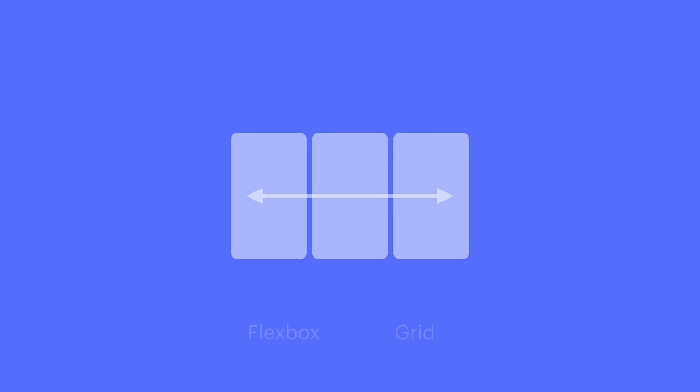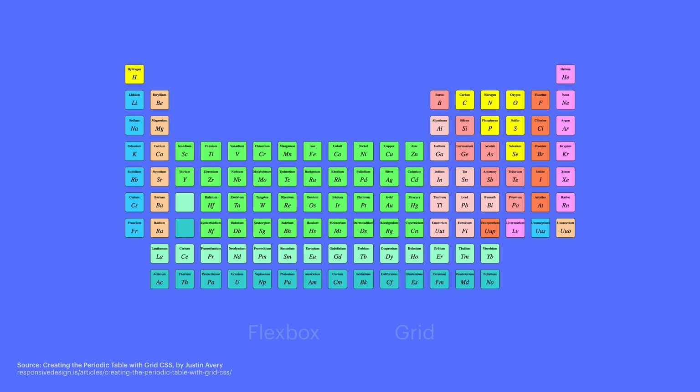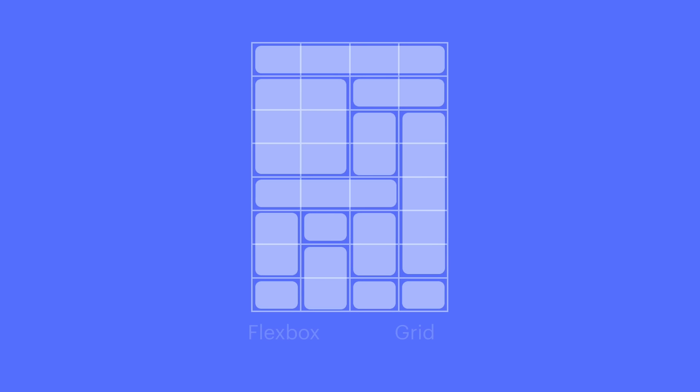Now, what about this one? Generally in one direction. Pretty great candidate for Flexbox. Vertical layout might be more straightforward with Flexbox as well. Periodic table, content organized along 2 dimensions, probably grid. And what about this layout, kind of a newspaper layout? Grid would be great for this.